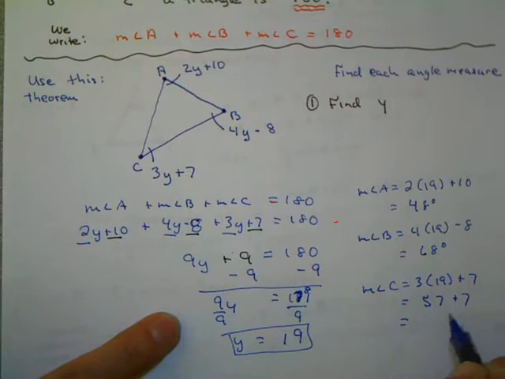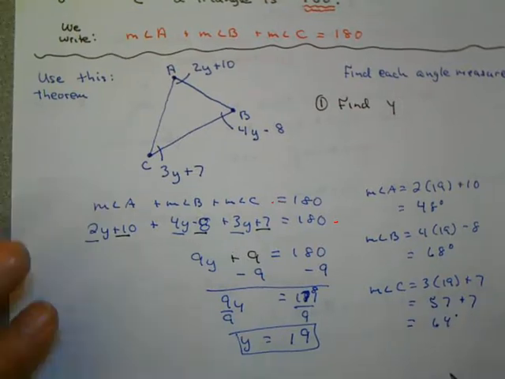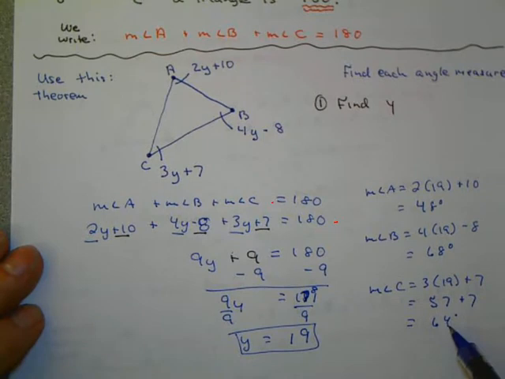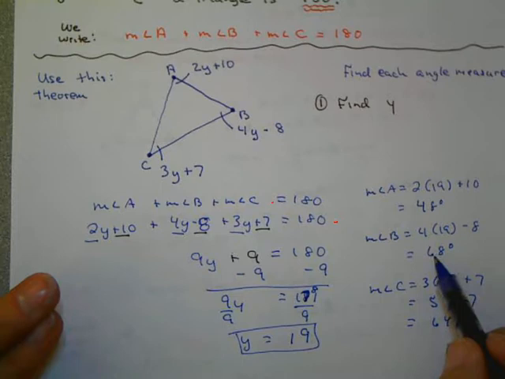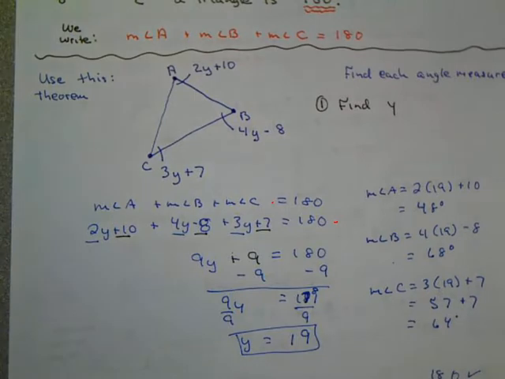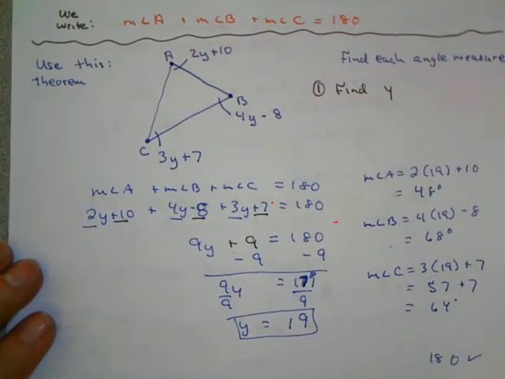Now to check that real quick, I go 8, 16, 20. Put down the 0, carry the 2, 4, 10, 16, 18. When you add up all three of these angles, you end up with 180, so you know you did it right. Okay? So that's how you use that theorem.